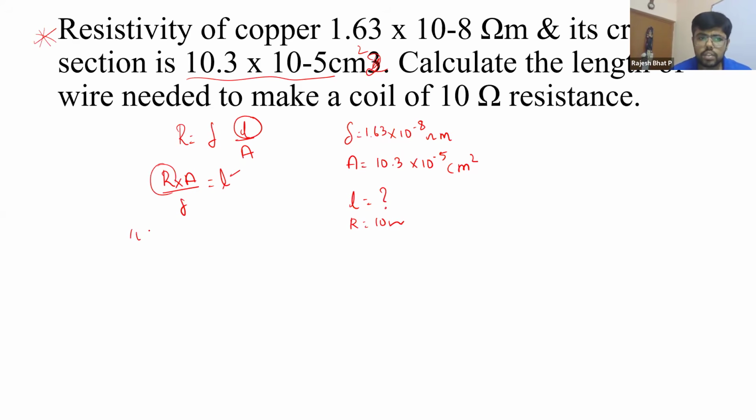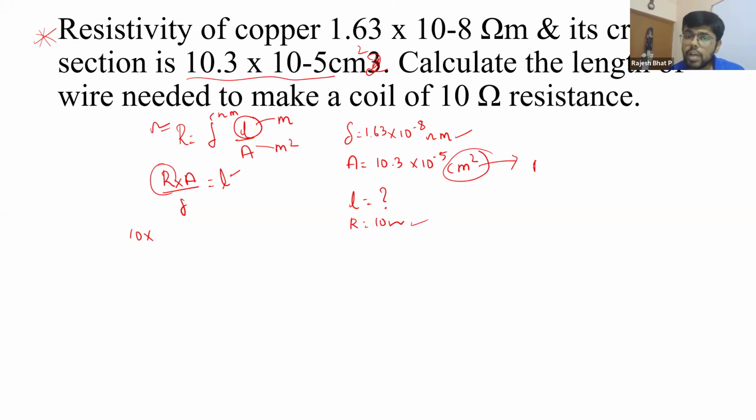Given. Area is directly given, but be very careful, children. This is the place where you make a mistake. It is given in centimeter square. I told you area should be in meter square, length should be in meter, this should be in ohm meter, this should be in ohm. Everything is in ohm meter, correct? This is in ohm, but this one is centimeter square. You have to convert to meter square.